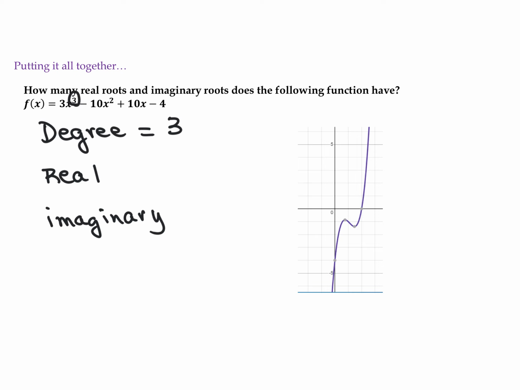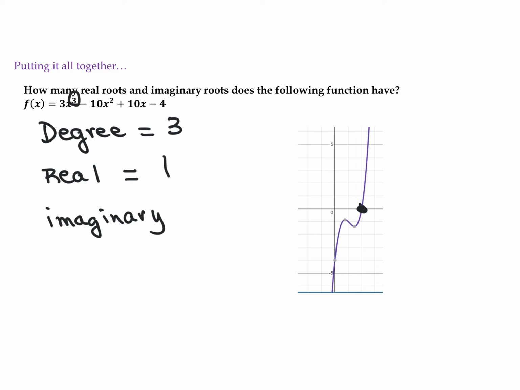The first thing I'm going to do is find my real roots, and my real roots are going to be the x-intercepts. I have a root at 2. This is x equals 2. Because the graph goes straight through it, I know that it only has a multiplicity of 1. Therefore, I have 1 real root. Imaginary roots we can't see.